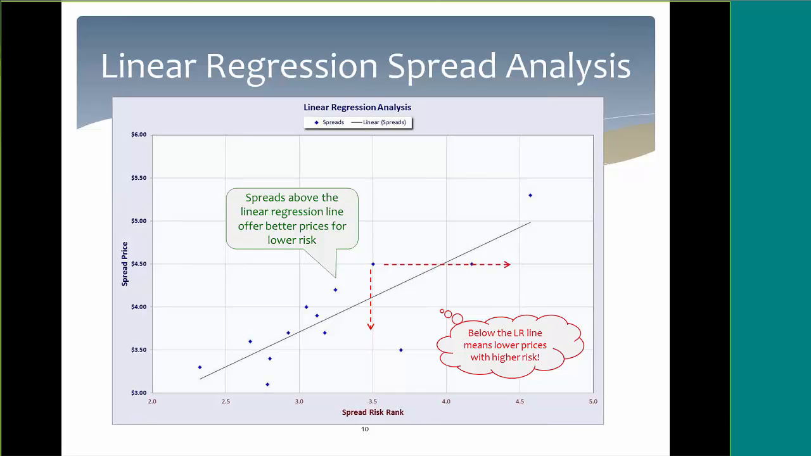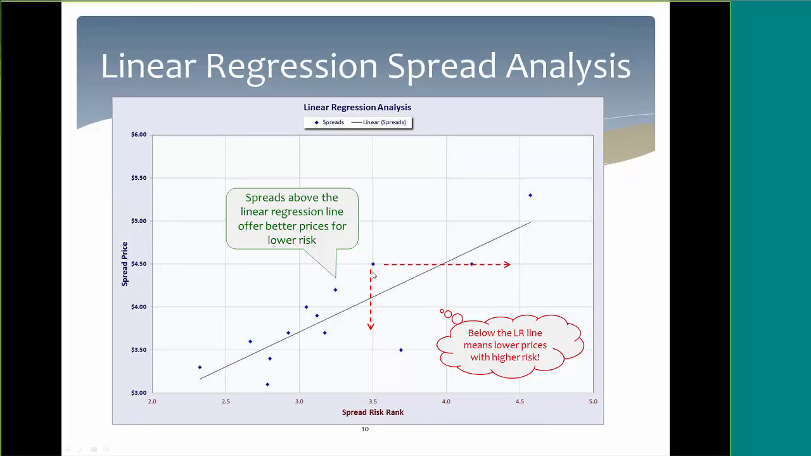So, for example, this is the linear regression analysis for that previous table that I showed. You see the straight line, that's our linear regression line of that set of spreads. And if you notice here, for example, this is the spread that I noted with the arrow that this might be a good one to sell.